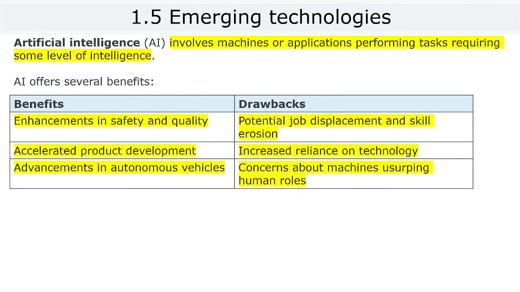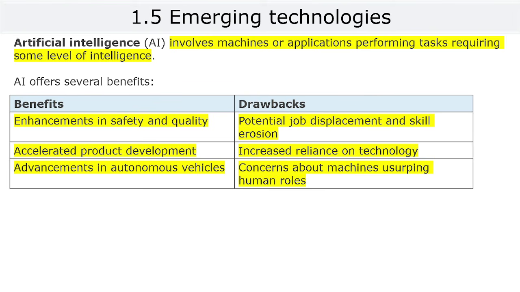Advancement in autonomous vehicles, right? So if we look at some vehicles that are self-driven, a good example would be Waymo, okay? Tesla is also there. So these are just examples of AI. So machines that are programmed to behave or reason like humans, right? Then we have some drawbacks.